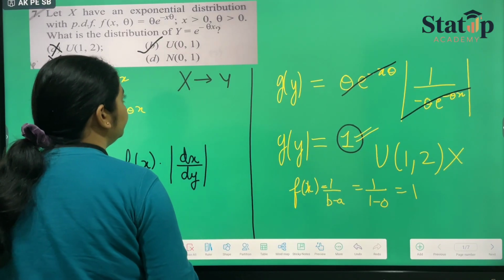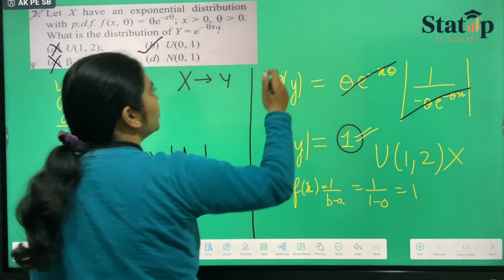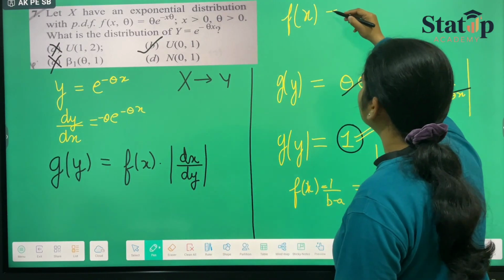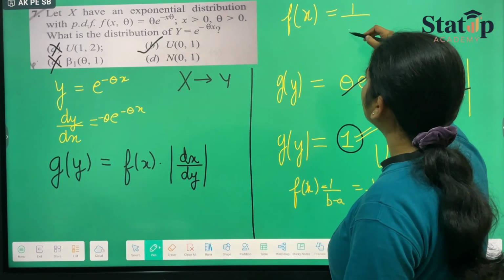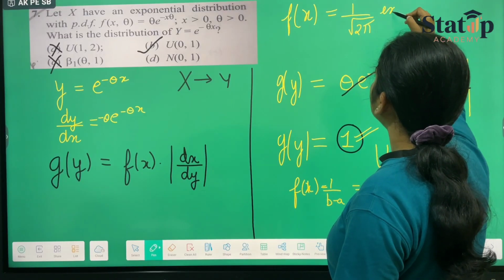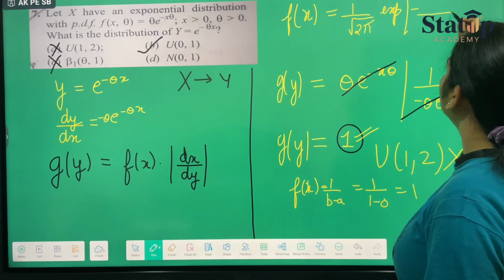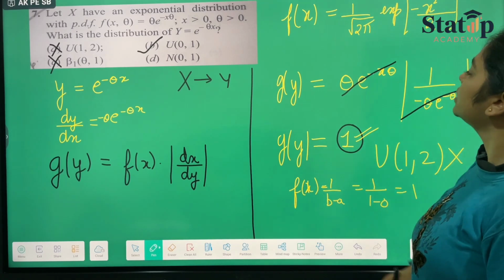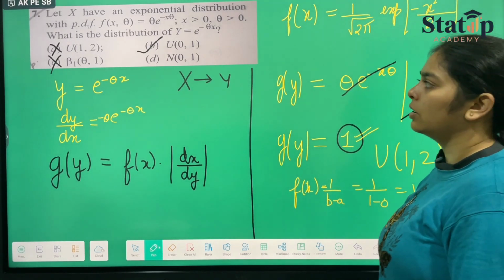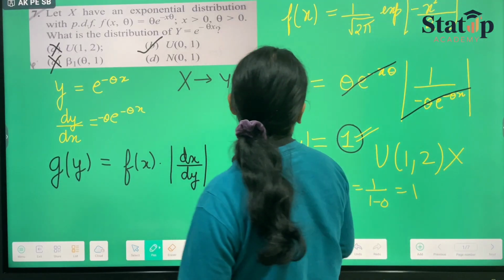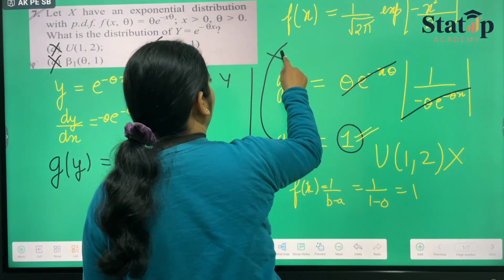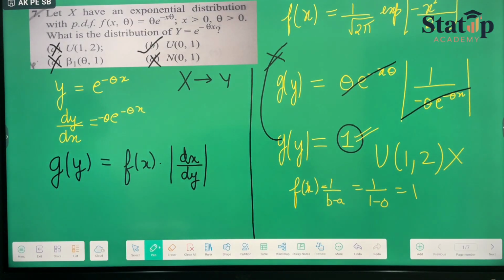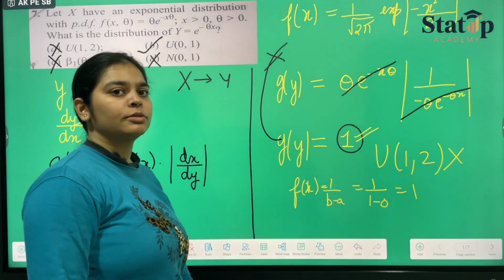And if we talk about the normal distribution with mean 0 and variance 1, f(x) should be 1 upon root 2 pi times exponential of minus 1 upon 2 times (x minus mu) whole squared over sigma squared. This must be the distribution of the standard normal distribution, which is also not the case. This and this are not equal, and hence option B is correct and option D is wrong. So this was all about exponential distribution.